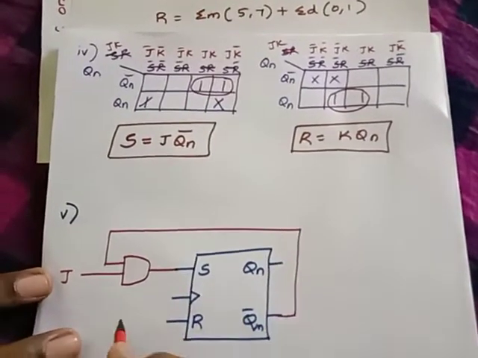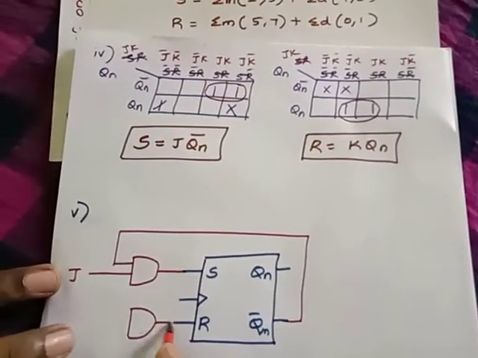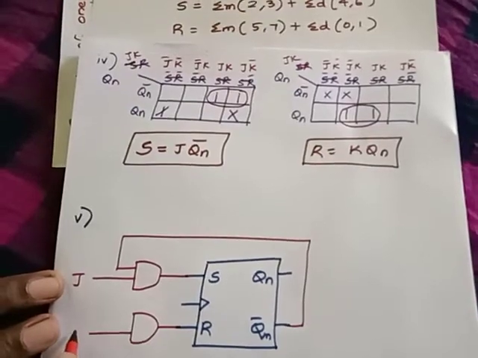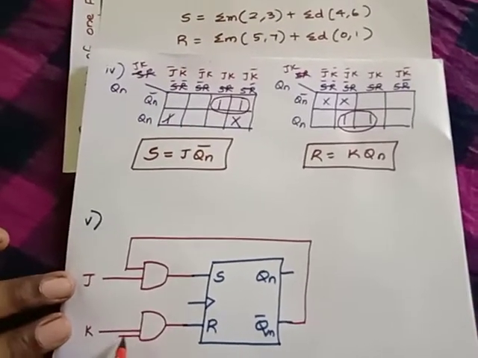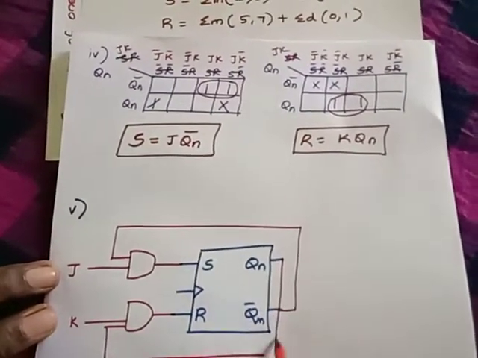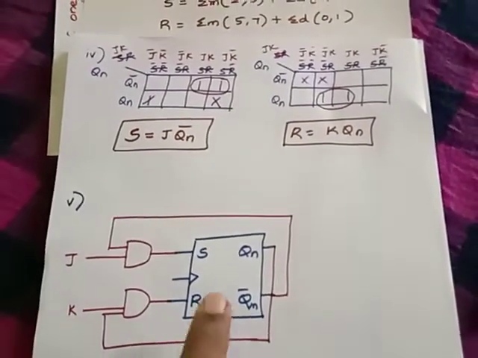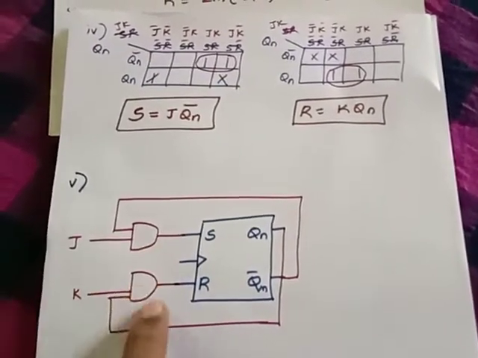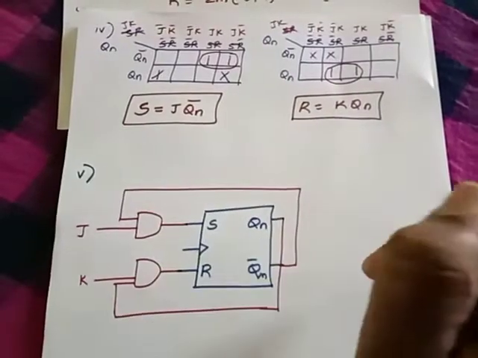Similarly, here R is equal to K into Qn, so one input is K, another one is Qn. So this is SR flip flop. By connecting an AND gate, as per this expression, this has become JK flip flop.